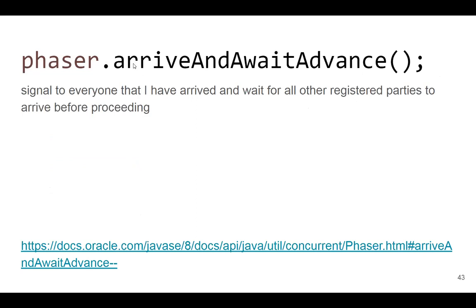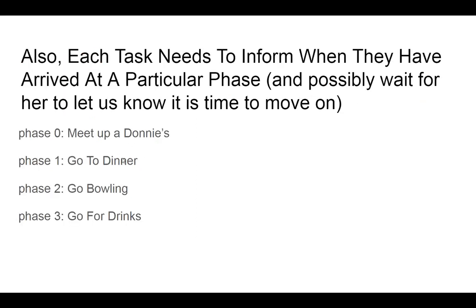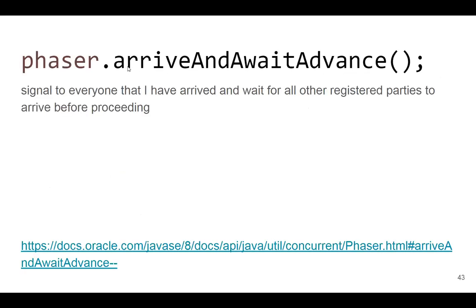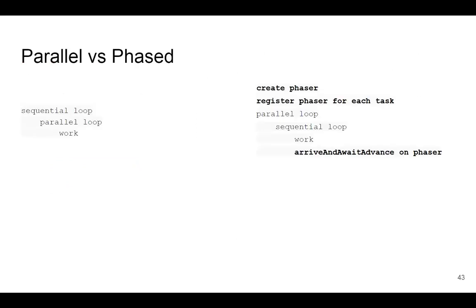I finished my work, so I've finished my dinner, right? And I'm going to wait for everyone else before we all go bowling. And so this is called arrive and await advance. It just signals to everyone that I'm ready to go, and we can go ahead and roll.